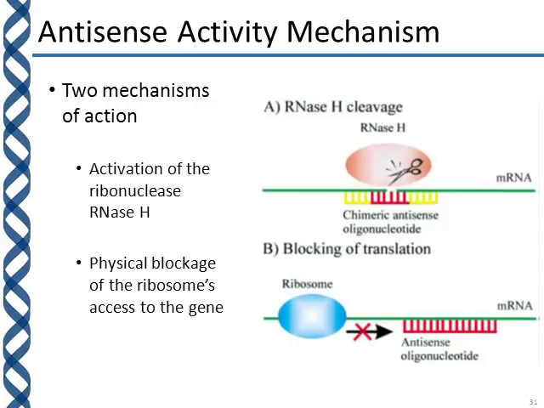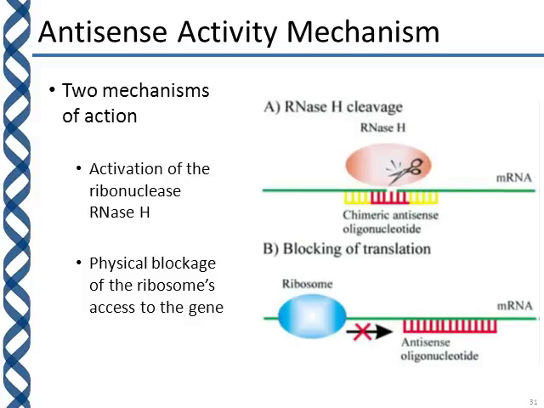So what is the mechanism of this antisense activity? There are two mechanisms of action. One is the activation of the ribonuclease RNase H. And that's shown in diagram A, where the RNase H is cleavage. You have the messenger RNA, you have the antisense oligonucleotide bound to the messenger RNA, which activates the RNase H, which actually cleaves the messenger RNA.